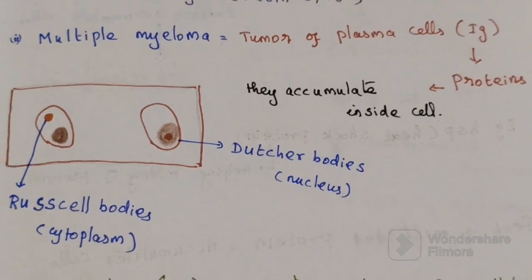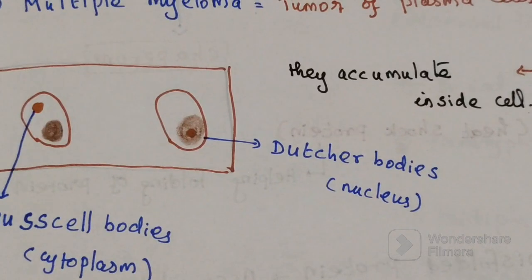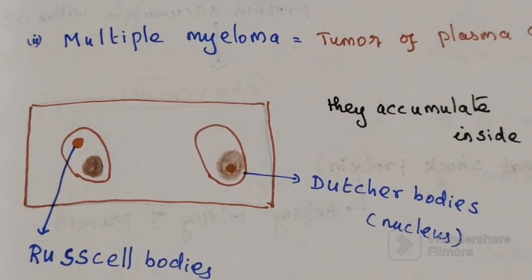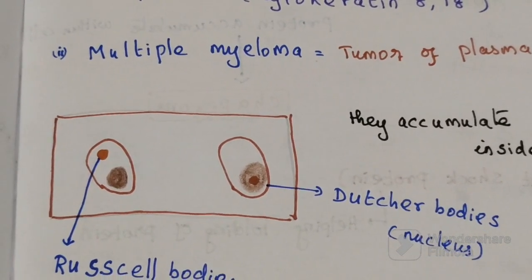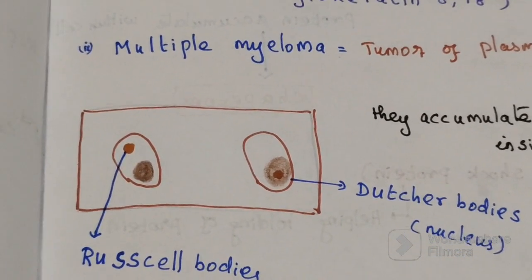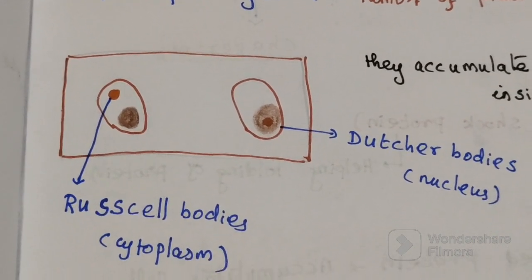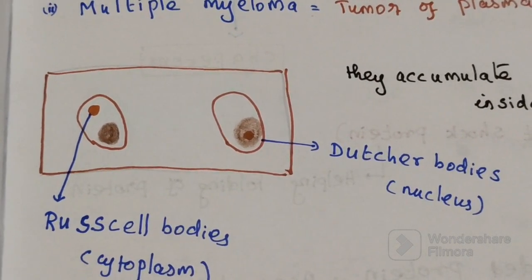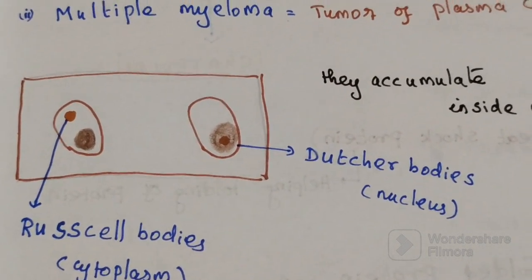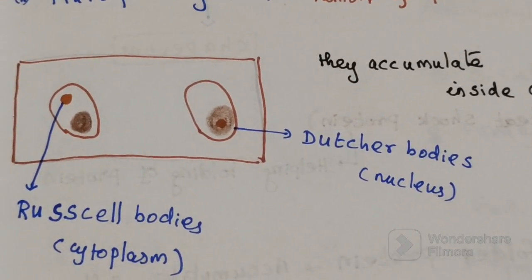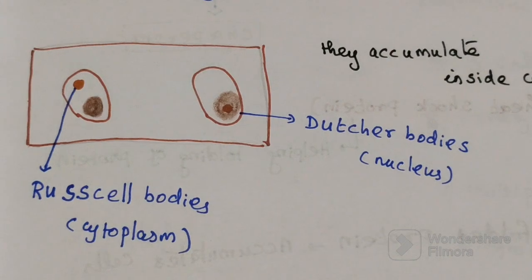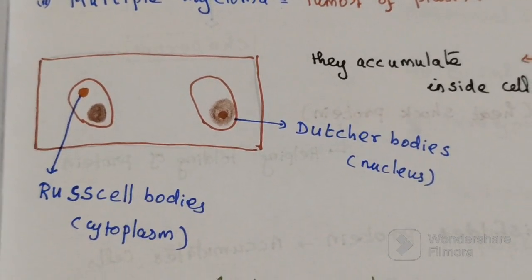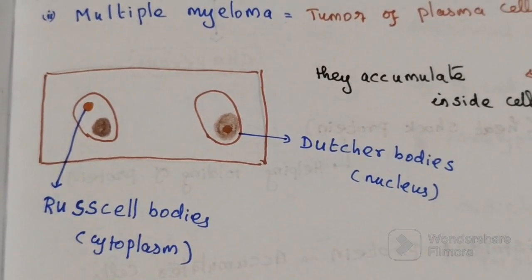If the immunoglobulin accumulates in the nucleus, we will call them Dutcher bodies. So immunoglobulin accumulating in the cytoplasm is called Russell bodies. If the immunoglobulin accumulates in the nucleus, it is called Dutcher bodies. In both cases it is immunoglobulin in a plasma cell, but the location is different: Russell bodies in the cytoplasm and Dutcher bodies in the nucleus.